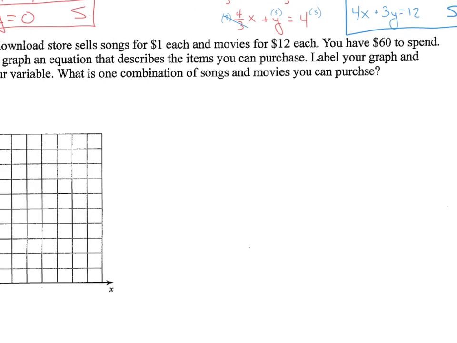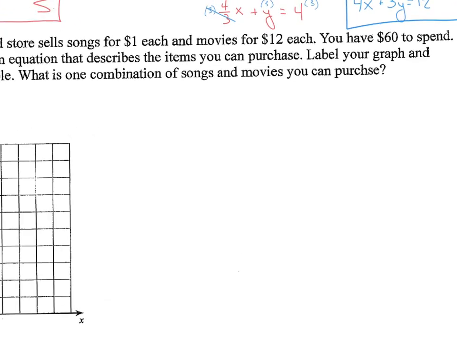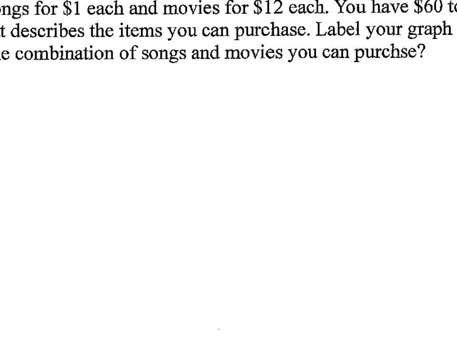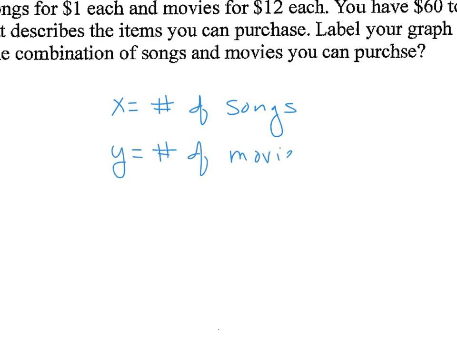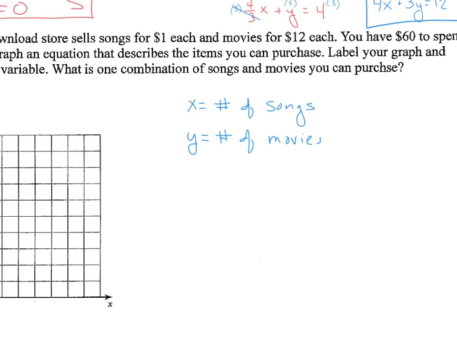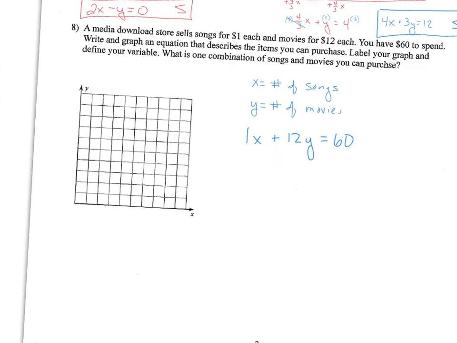All right, so in this case, it says we're supposed to describe the items, so we're looking for the number of. So I'm going to make X number of songs that I can download. And I'm going to make Y my number of movies that I can download. Okay? So now when we're writing an equation for this, I know I've got $1 for a song plus $12 for each movie, and I only have $60 to spend total. So there's my equation.